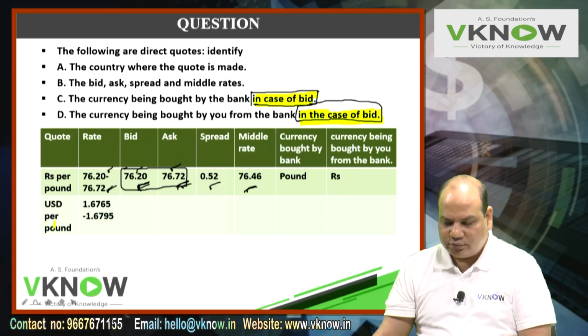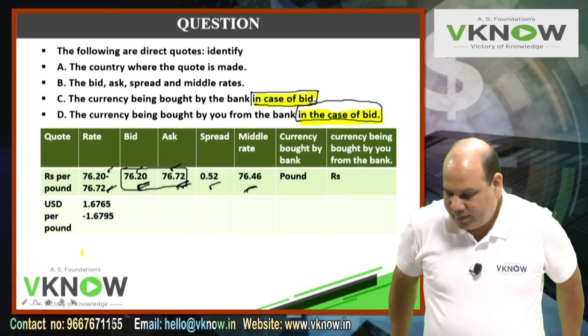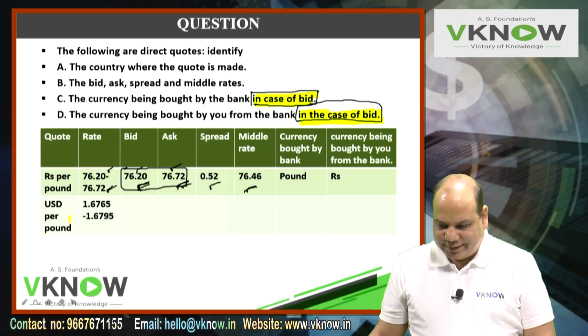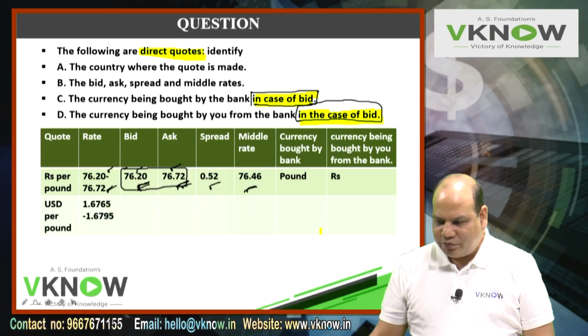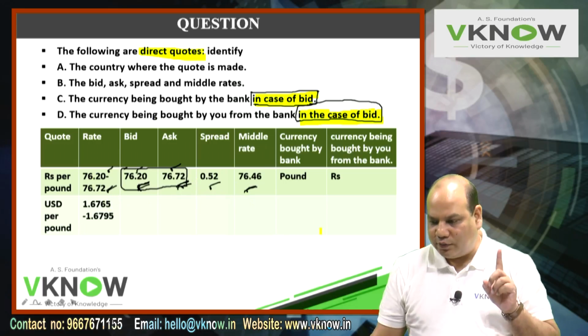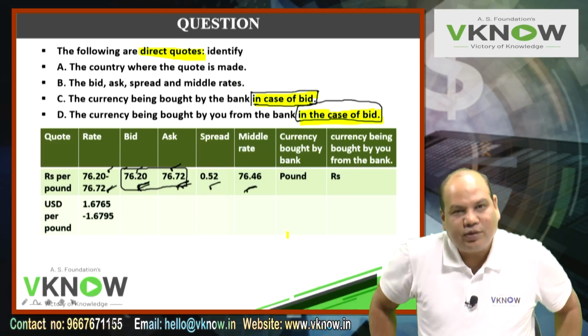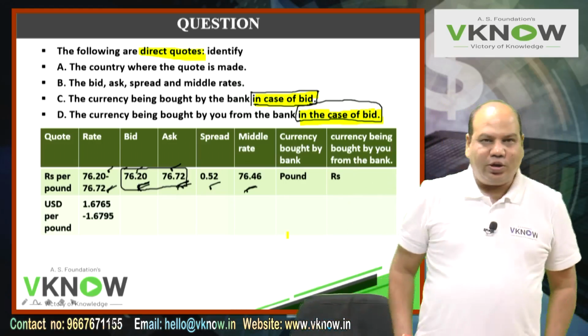Now you try this one. US dollar per pound. It is a direct quote. You have to identify bid rate, ask rate, spread, middle rate, currency bought by the bank in the case of bid, and currency bought by the customer from the bank in the case of bid. So I will give you 5 seconds to try. Start. It should not take more than 5 seconds. Very quickly. Come on, fast.